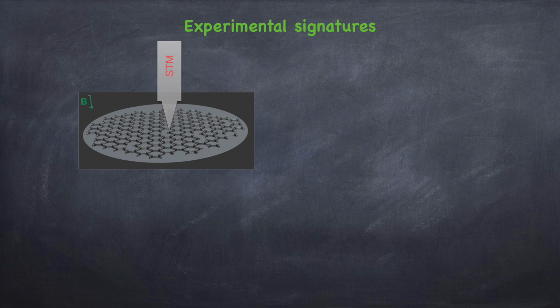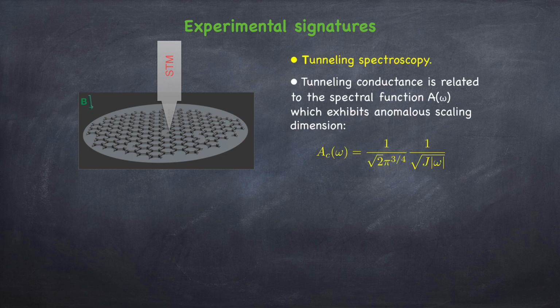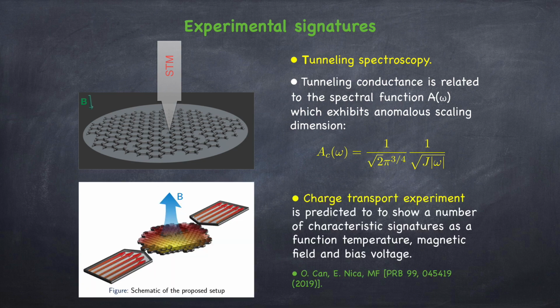One could test these ideas by doing spectroscopy. Scanning tunneling microscopy, for instance, measures basically the spectral function of the electron, which should show, if it's described by SYK, this characteristic inverse square root dependence on frequency. That would be one signature. We worked out also signatures in charge transport. And again, I don't have time to go to details, but if anybody's interested, I can discuss that later.